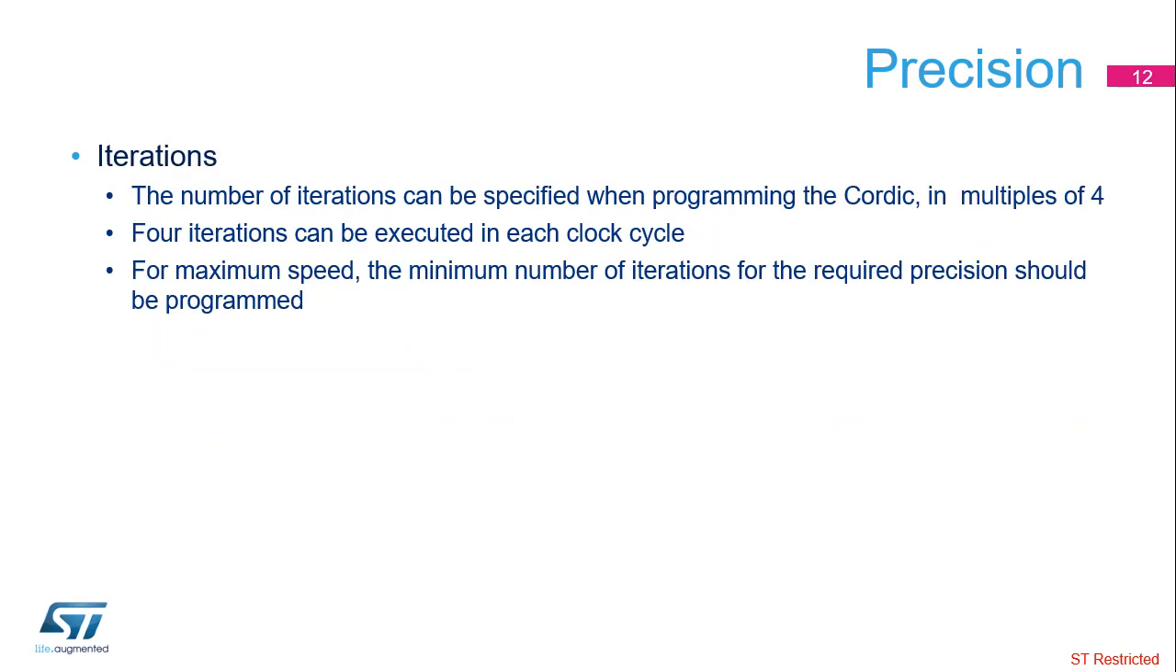The precision required depends on the number of iterations, which has to be programmed in the field precision of the Cordic CSR register. The number of iterations is equal to the value programmed in this field multiplied by 4. For maximum speed, the minimum number of iterations for the required precision should be programmed. Note that for most functions, the recommended range for this field is 3 to 6.